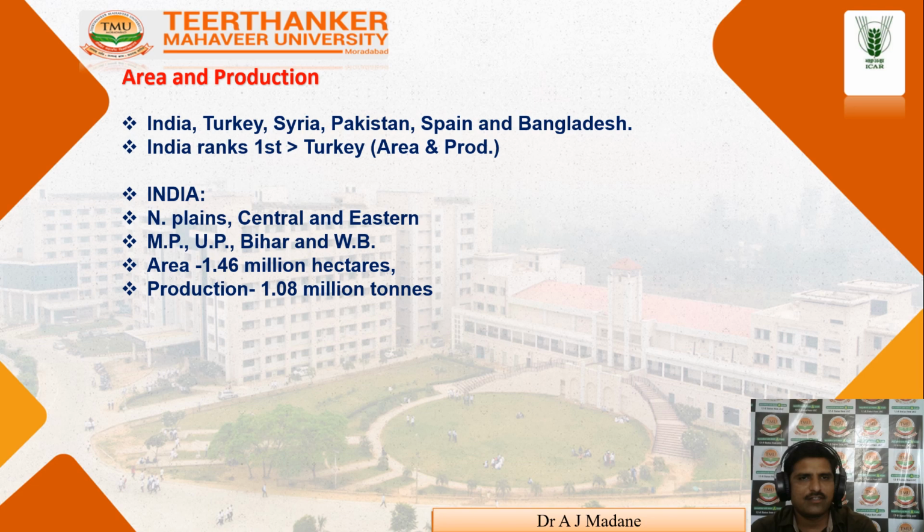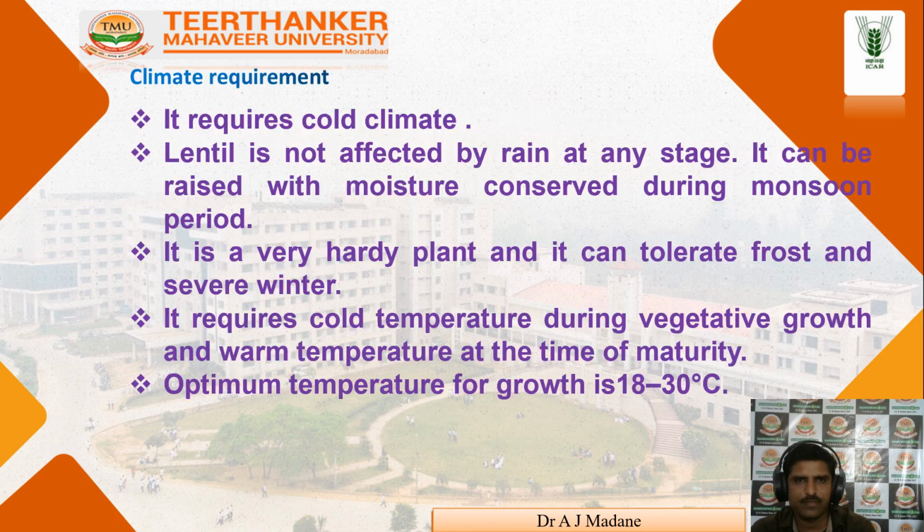In India, central and eastern regions have the major area of production: Madhya Pradesh, Uttar Pradesh, Bihar, and West Bengal. These are the states which cultivate lentil in the rabi season. Area is about 1.46 million hectares, and production is about 108 million tons.